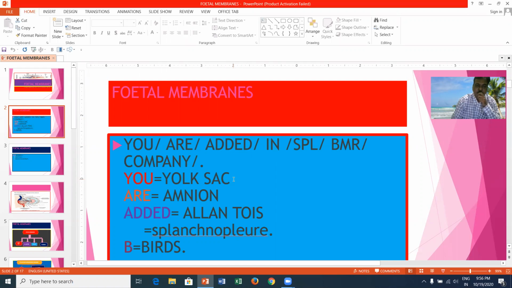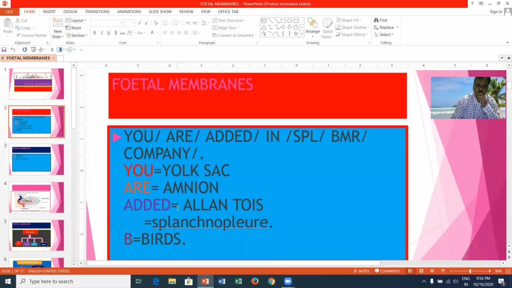Yolk sac is one of the fetal membranes which is responsible for nutrition of the embryo, and the amnion. Amnion is another membrane. It is also responsible for amniotic fluid. It gives an artificial swimming pool for the growing baby, as well as allantois. Allantois is rightly called the functional urinary bladder, functional excretory system.